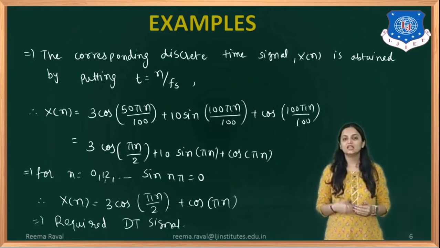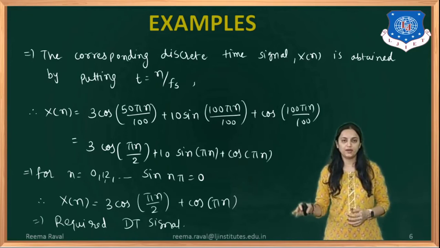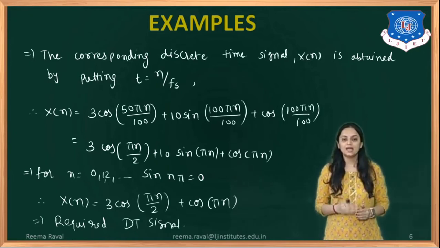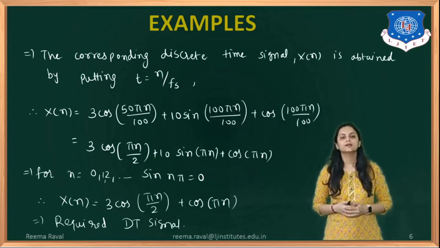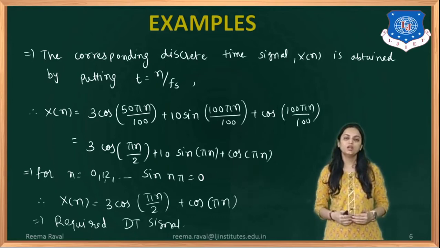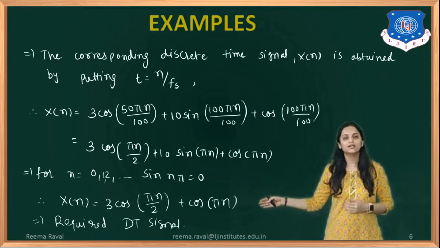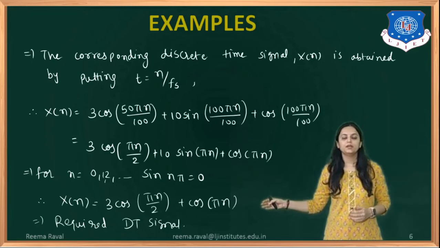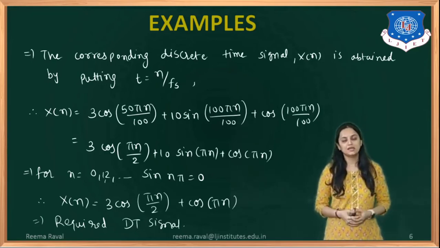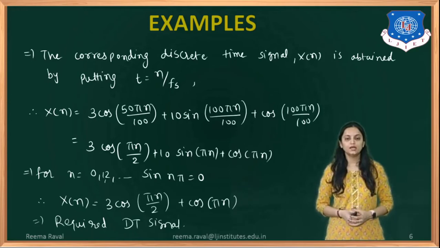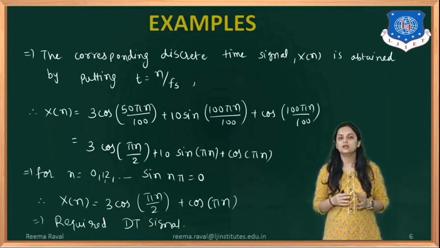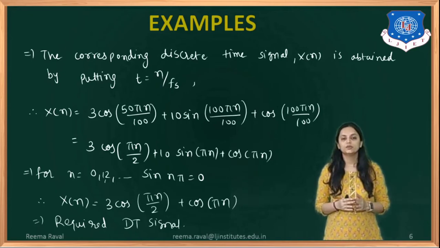If you place n equals 0, 1, 2, 3 up to infinity, whatever the values are, sin n pi will always be equal to 0. That means if you take sin 1 pi, 2 pi, 3 pi, 4 pi, likewise, all integer multiples of pi give 0. So our equation reduces to x of n equals 3 cos pi n by 2 plus cos pi n, because the sin pi n term will be 0. So this is our required discrete time signal which we were asked to find.